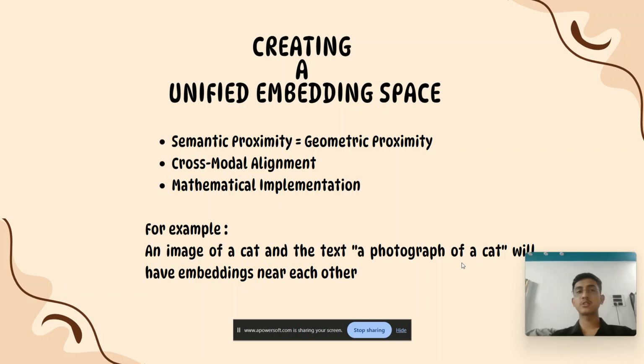Then let's talk about the mathematical implementation. The contrastive objective is typically implemented using a temperature-scaled symmetric cross-entropy loss. So for this, what do we have?